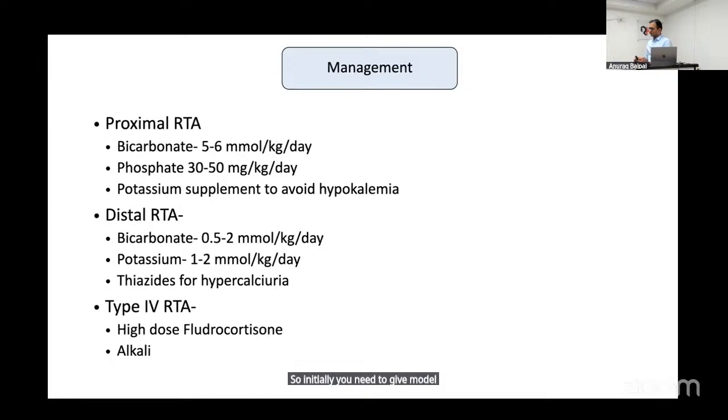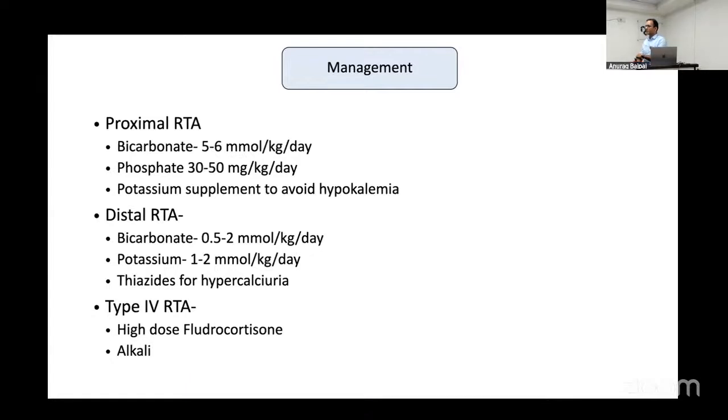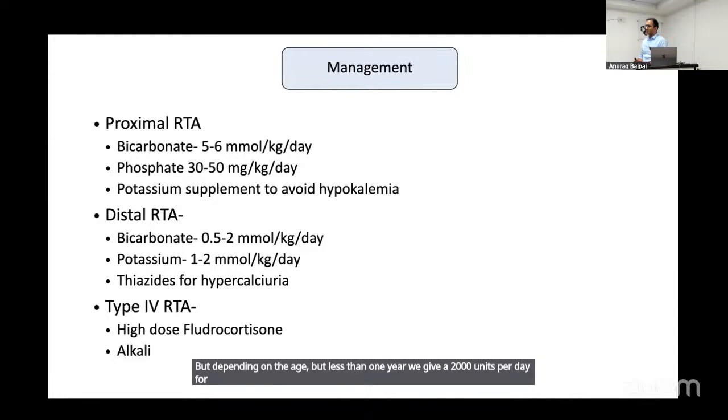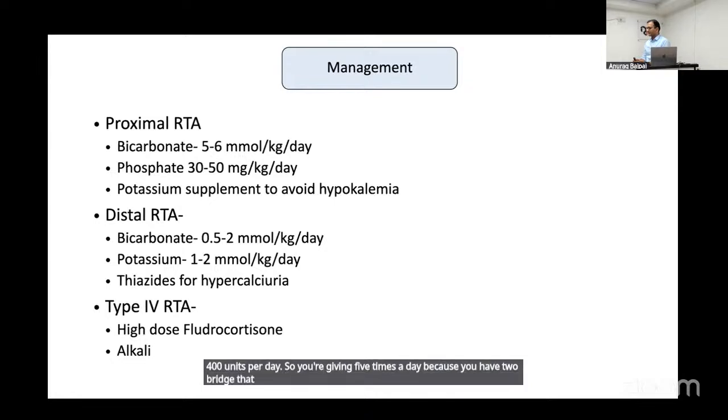When you treat rickets, what dose of vitamin D do you give? That depends on the age. For less than 1 year, we give 2000 units per day for 12 weeks. And what is the physiological requirement? 400 units per day. So you're giving 5 times the dose because you have to bridge that gap. Same thing here. Sometimes I have gone up to 3 or 4 times, because it may take time for this acidosis to correct. Once it's corrected, you can come down on the dose.